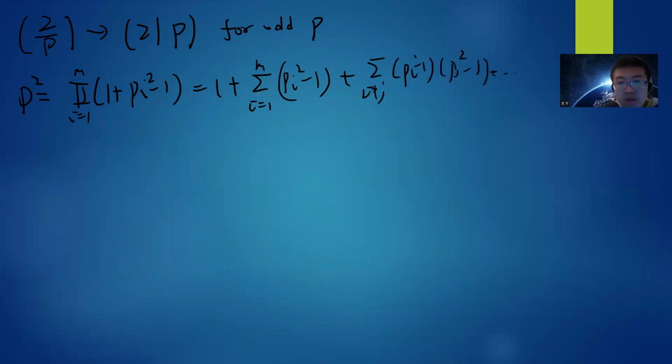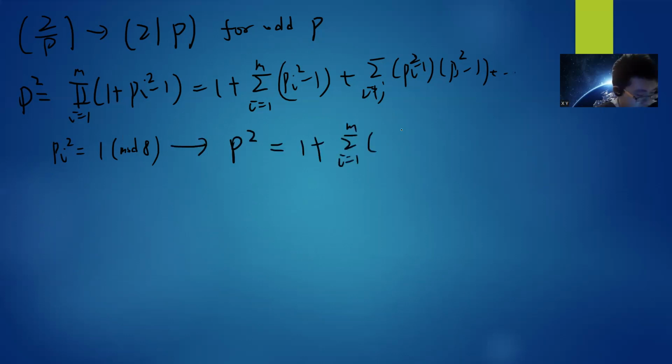Okay, so we know that p_i is odd, so p_i squared equals 1 mod 8. It's easy to check: 1 squared is 1 mod 8, 3 squared is 9, so it's 1 mod 8. 5 squared is 25, 1 mod 8. 7 squared is 49, 1 mod 8. So you can arrive at p squared equals 1 plus the summation over i from 1 to m of (p_i squared - 1) mod 64, because all these are multiples of 8.